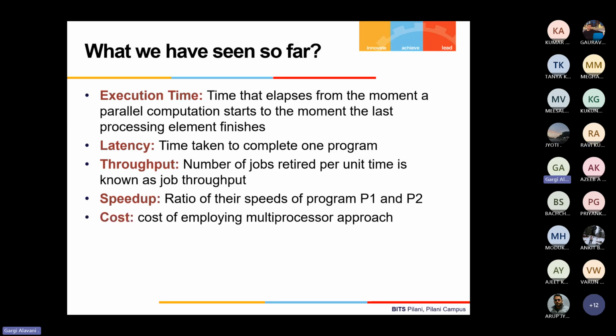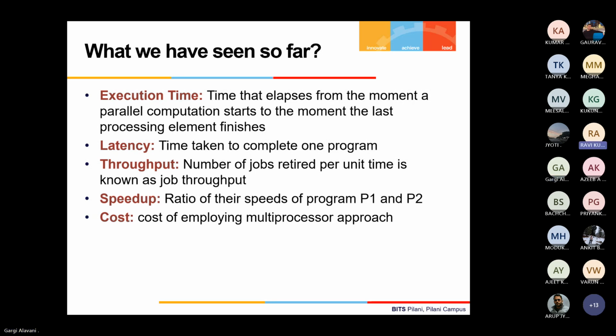Cost is calculated by number of processing units involved into the time taken for completing the execution per processor. So basically, time complexity of a problem into number of processors you've employed.